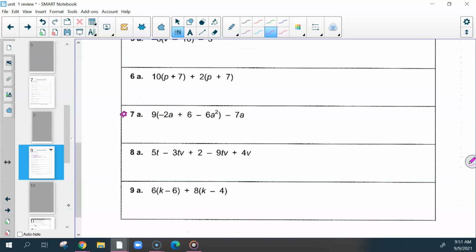So like number 7, let's try that one. First, can we combine any like terms inside the parentheses? Yes. I see yes, I heard yes, and I see no. No, because we have 2 A's, but one has an exponent, one does not. So those are not like terms. We can distribute though. We have negative 18A plus 54 minus 54 squared. Do we have any like terms? Felix.